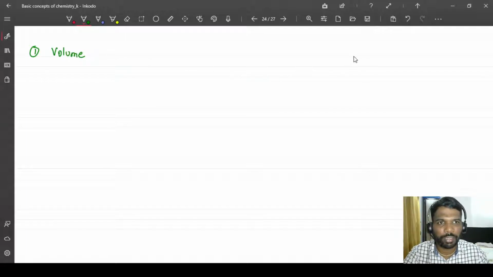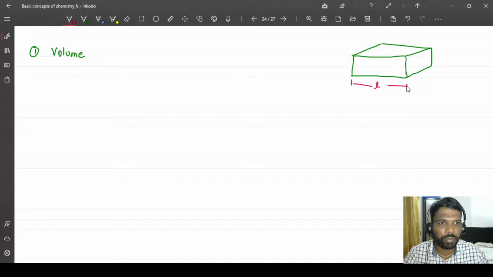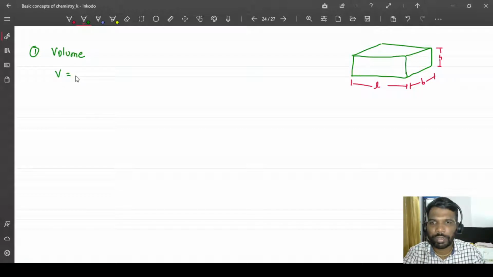If I say that there is one cuboid, okay, there is one cuboid. Let's say this is the length, this is breadth, and this is height, right? So volume of this could be written as length into breadth into height.